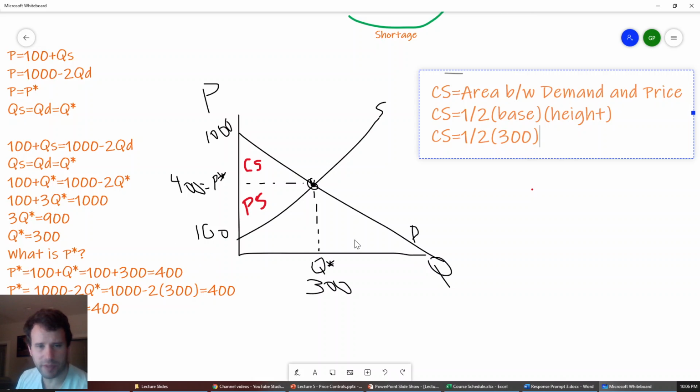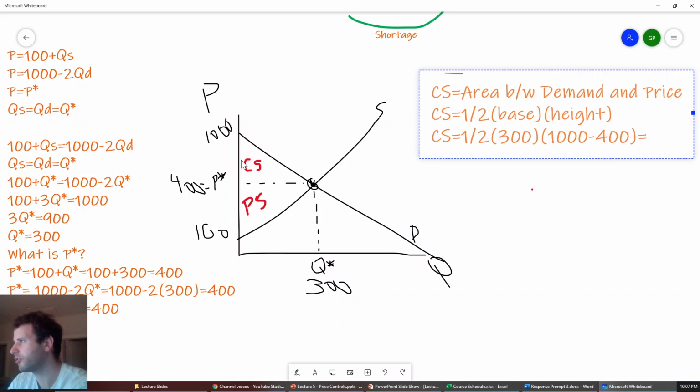So the height is going to be your intercept minus your equilibrium price, right? You got to start here, go down to here. Okay, the triangle starts at 1,000, goes to 400. So that's going to be your height. 1,000 minus 400, or 600. Okay.